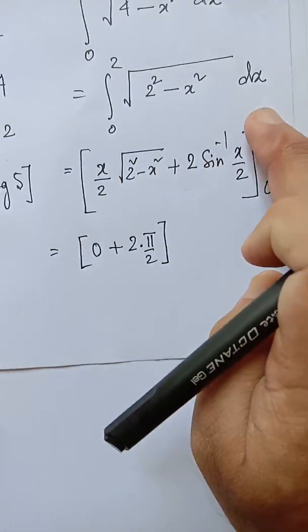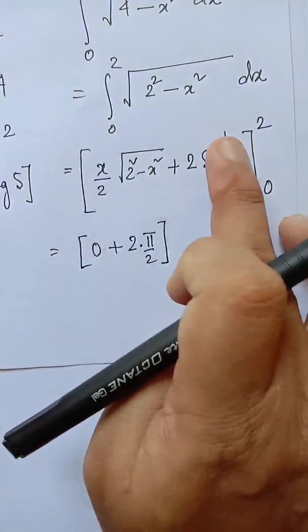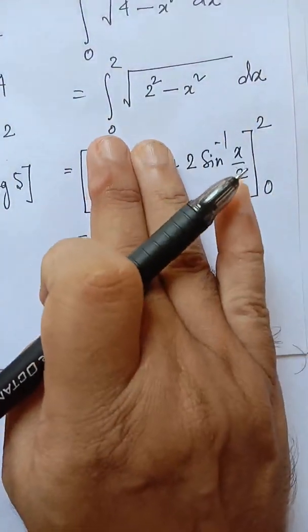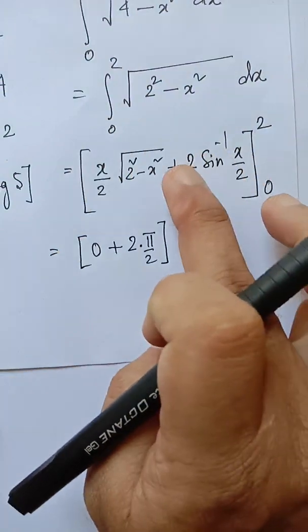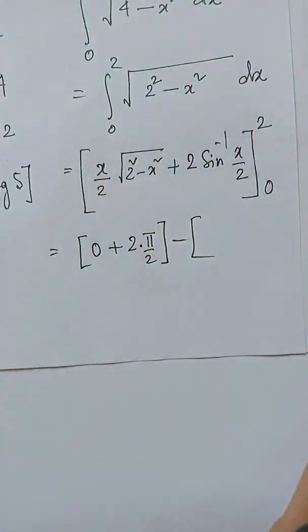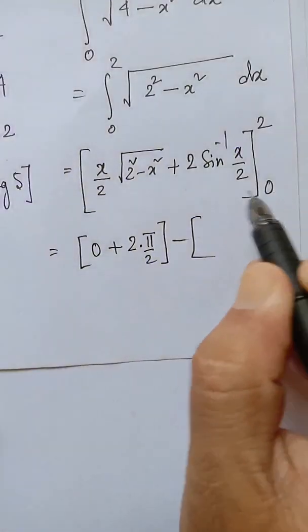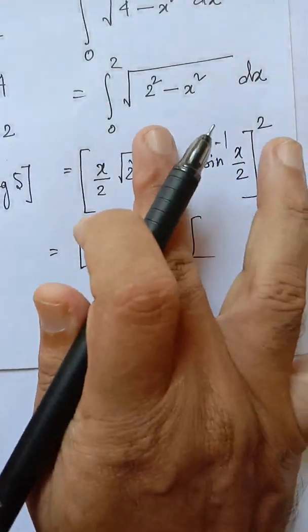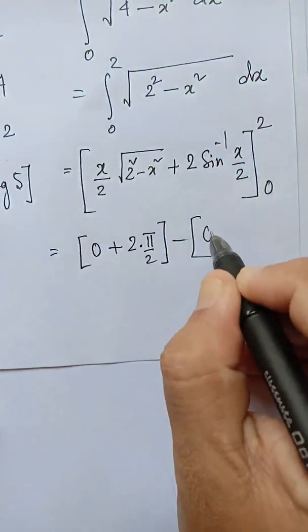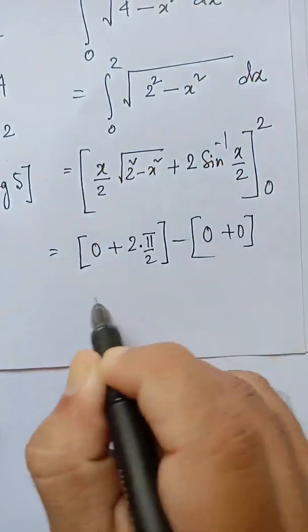This is the first part. First we put the upper limit, x equal to 2, in this result. The first term will be 0 and the second will be 2 sine inverse of 1, that is 2 into pi by 2, minus, next we put x equal to 0. Then this will be 0 and this also will be 0. So ultimately the answer is pi.